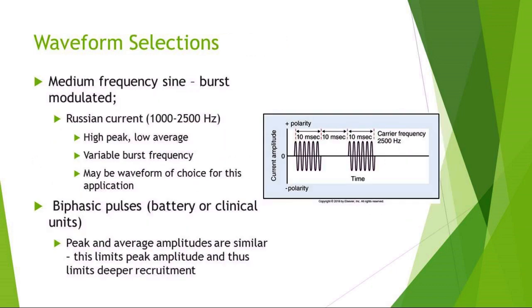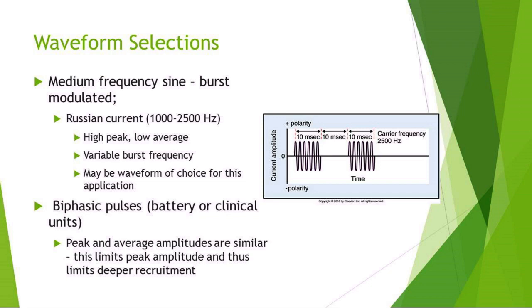With waveform selections, we can do alternating current or pulsed current. Of course, we're not going to do direct current because there's no off time, right? So it's either going to be pulsed or alternating current. The alternating current application that's usually used is Russian current. It has a high peak and a low average, variable burst frequency, and some people consider this the waveform of choice for this application. Your mileage may vary.